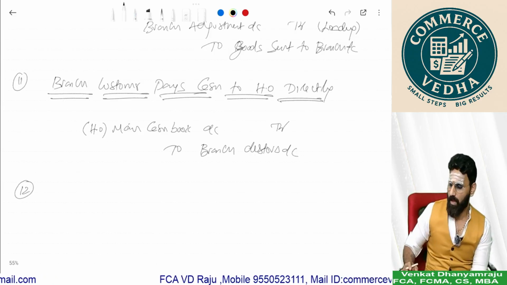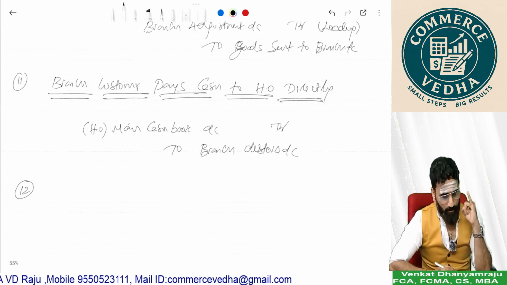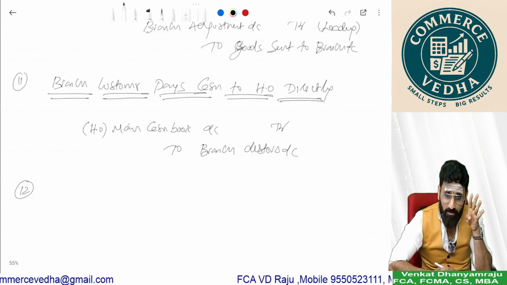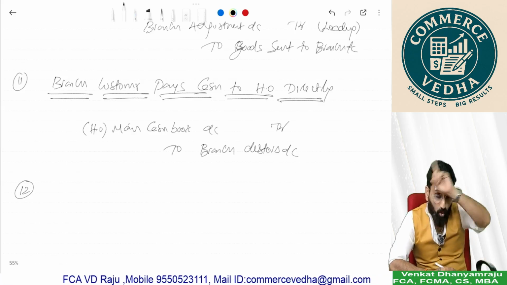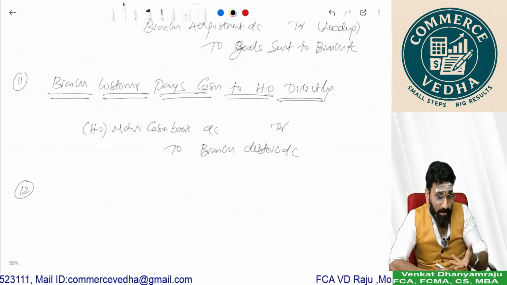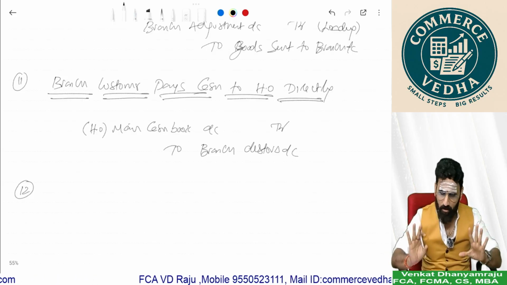What I did, all the entries. Number 1, opening. Number 2, goods sent to branch. Return to head office. Cash sales. Credit sales. Sales returns to branch. To head office by customer. Collection. Bad debts. Discount. All transactions were recorded.